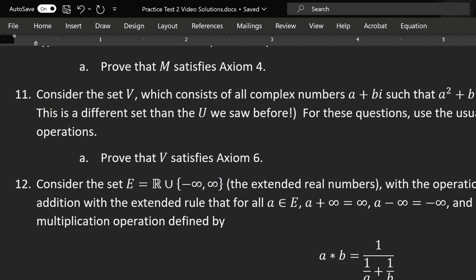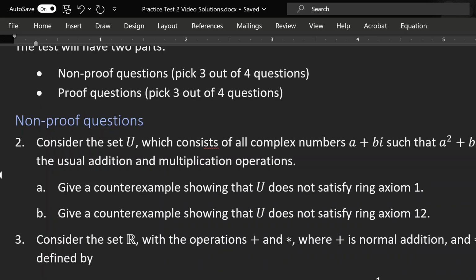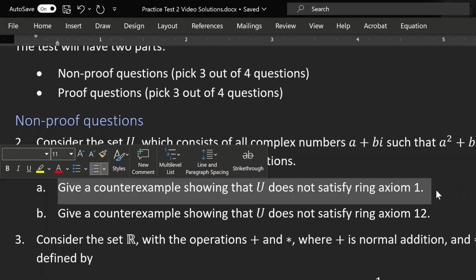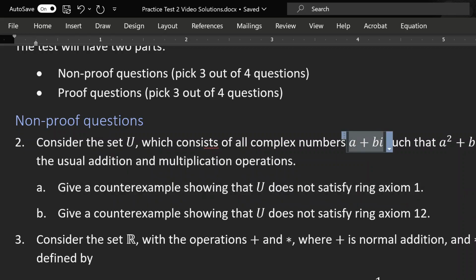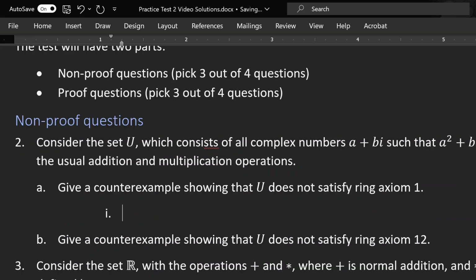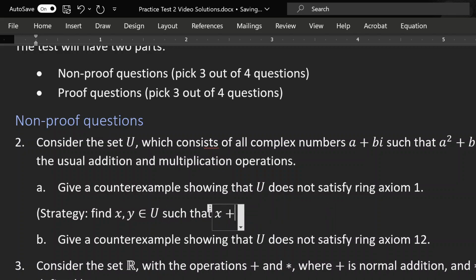So that is why, in this problem, we are looking for two elements. I'm not going to call them A and B here because that would be confusing, since we've already used A and B in this setup. Let's say we're looking for X and Y such that X plus Y is not in U. So that is the strategy here. You don't need to include this part on your actual test, but the strategy is to find X and Y in U such that X plus Y is not in U. And you want to go as easy as possible.